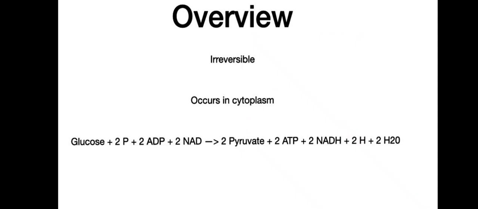So what is the general overview of this topic? We are saying that glycolysis is irreversible. So when the process starts, it can't go back. And you should know that this glycolysis takes place in the cytoplasm. So I believe you know how the normal animal or human cell looks. Then in the cytoplasm, that's where glycolysis takes place.